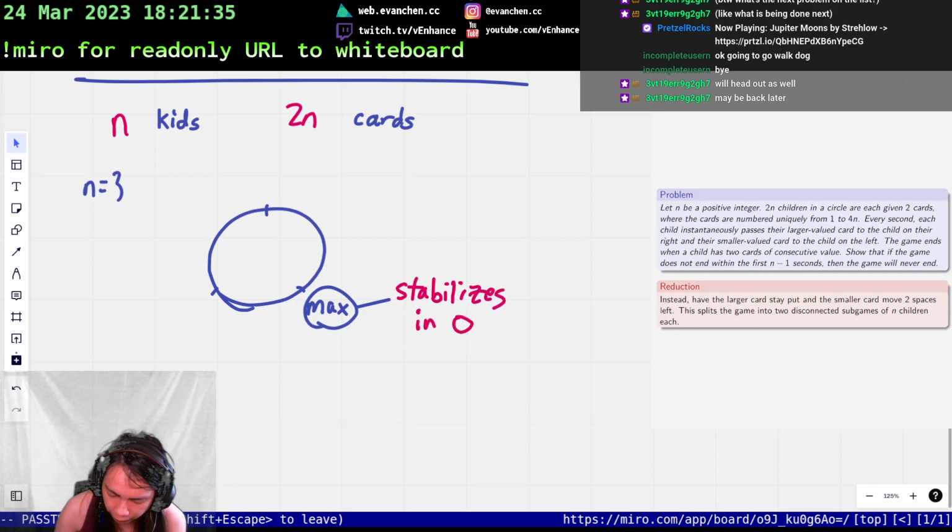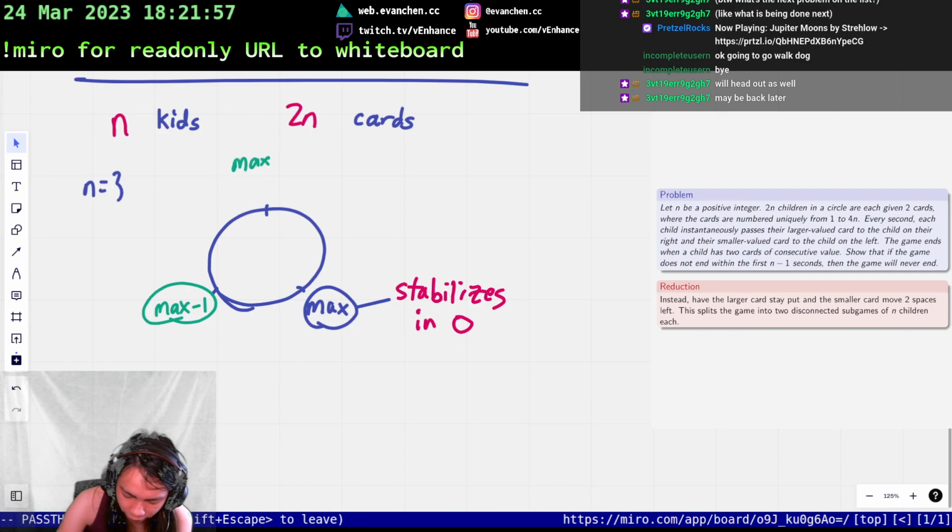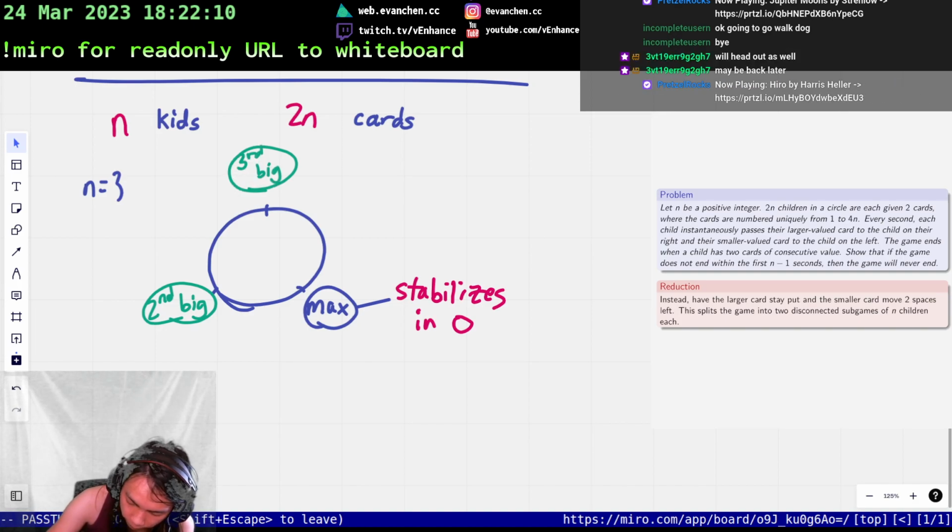And then you have the second biggest card, and eventually that second biggest card will stabilize as well. In fact, n-1 is going to be the time threshold. So the second biggest card, which is max -1, will, after at most 1 turn, stay put. And then the third biggest card, I shouldn't use -1 because the card labels might not be consecutive anymore, but this is the second biggest. Then eventually the third biggest card gets stuck after at most 2 turns.